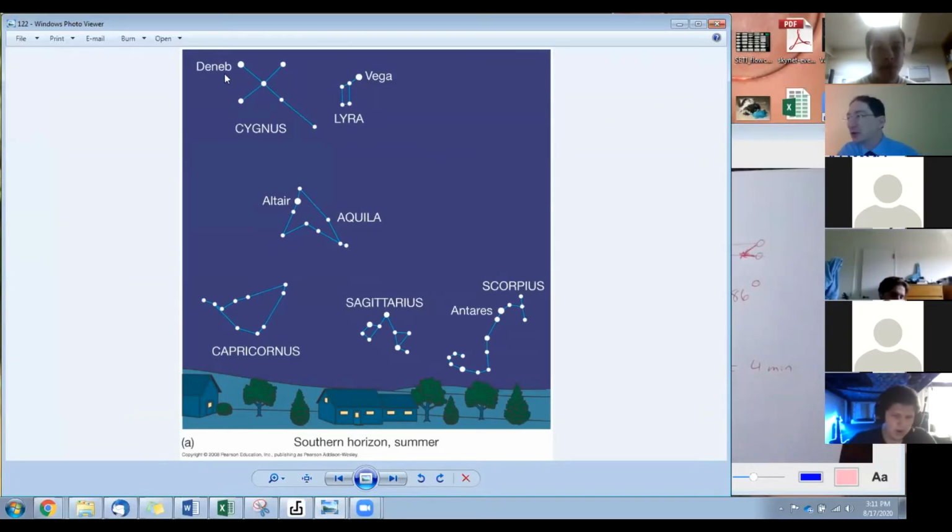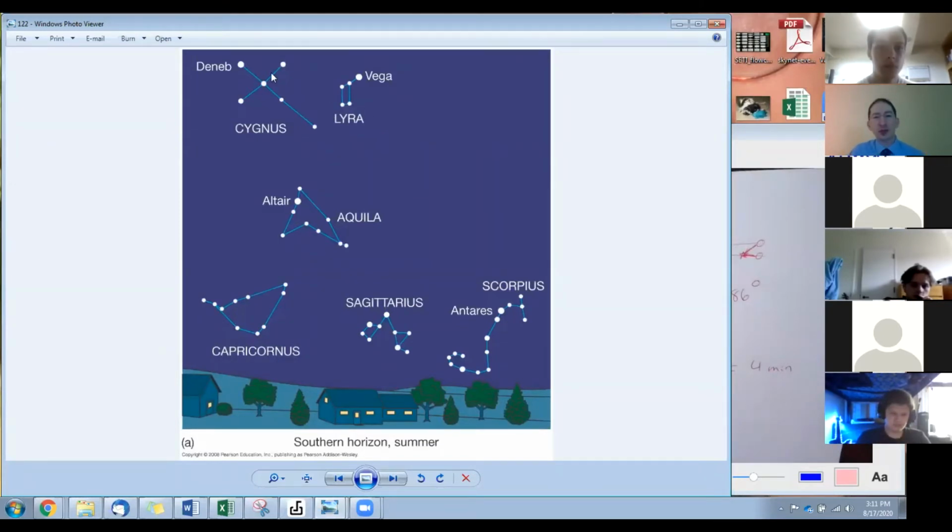And 3 of these stars are a lot brighter than the rest. It makes them easier to see. It's Deneb, Vega, and Altair. They form a triangle. So if you go out in summer, we're at the tail end of summer, so this would be early in the night. You can see these still. You'll see what's called the summer triangle.